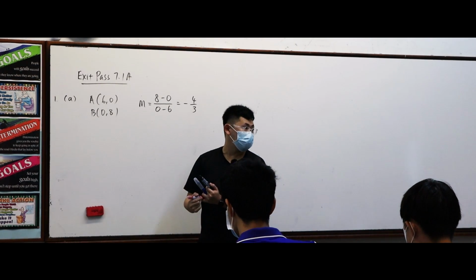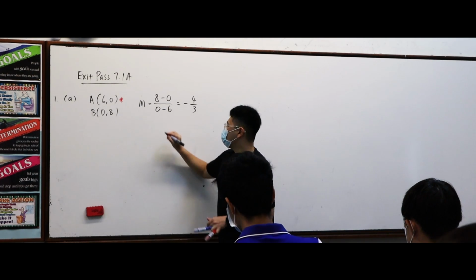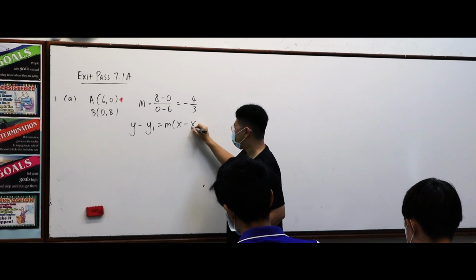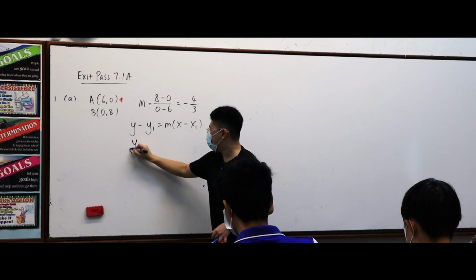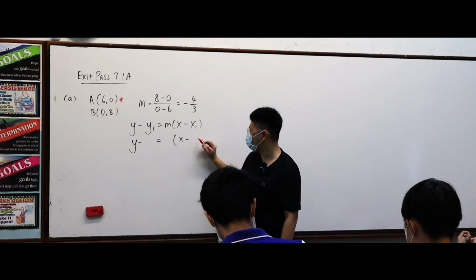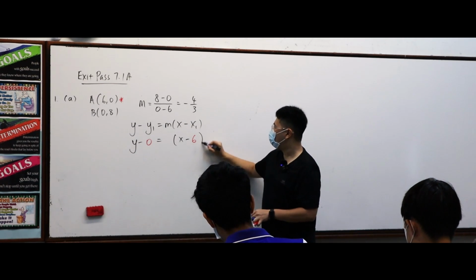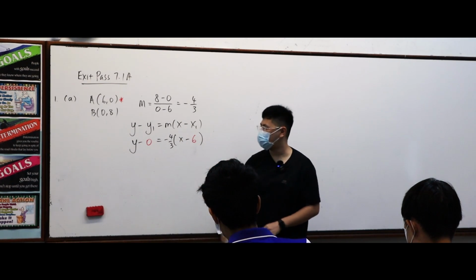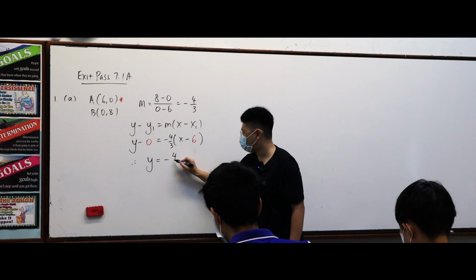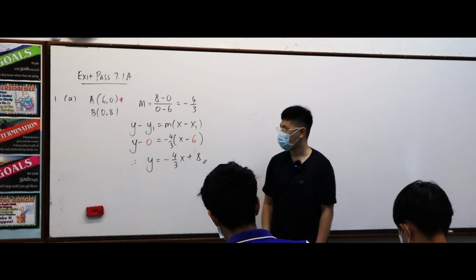So let's say if I want to make use of point A. Okay, so I will need to make use of this one. So y minus y1 equals m times x minus x1. So let's sub in our point and the gradient. So the point is (6, 0). The gradient from above is negative 4 over 3. Okay, so the equation that we have, y is equals to negative 4 over 3 x plus 8. Okay?